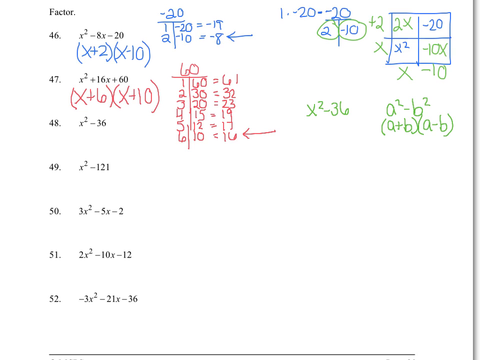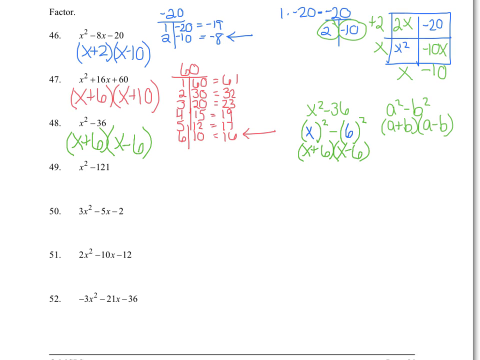So when we see the difference of binomials, we have to look at what squares minus what squares to equal x squared minus 36. Well, what squares to get x squared? x. And what squares to get 36? 6. So a is x, b is 6, and this factors into x plus 6 times x minus 6. So my answer is x plus 6 times x minus 6.